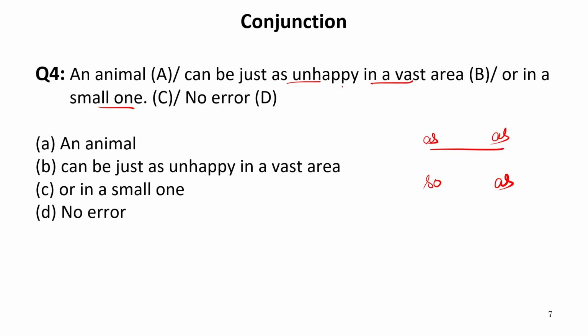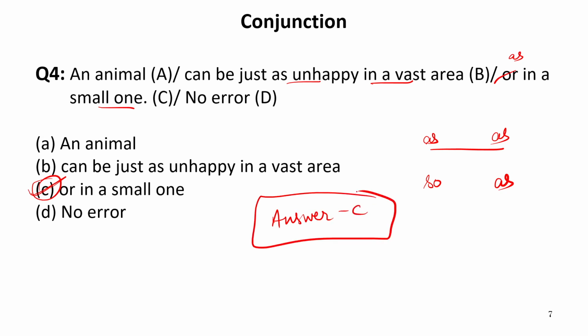Therefore, here or should be replaced with as, and the correct sentence will be, an animal can be just as unhappy in a vast area as in a small one. Therefore, the error is in part C. So our answer is C, because this part contains the error. Now let us move to the next one.